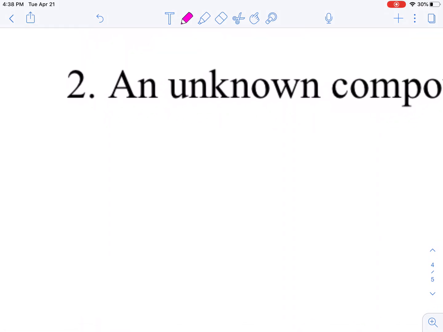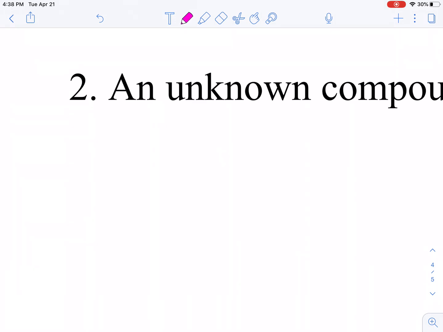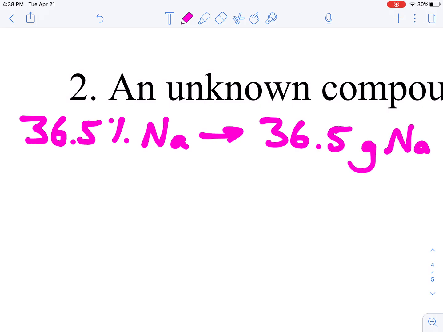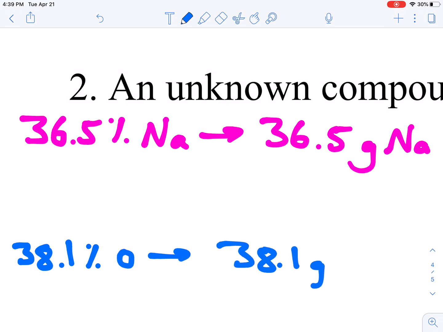So we are going to take our compound that happens to be made up of 36.5% sodium in number 2, and we are going to say simply that 36.5% sodium, because we're assuming a 100-gram sample, will really become 36.5 grams of sodium. And I'll tell you why that was really helpful in a second. Now, I'm going to leave a little bit of space to jump down to oxygen. We're going to do the same thing. 38.1% oxygen becomes 38.1 grams of oxygen.